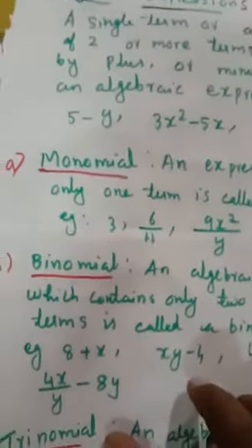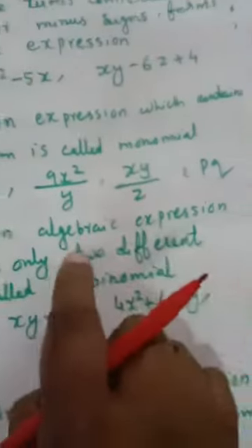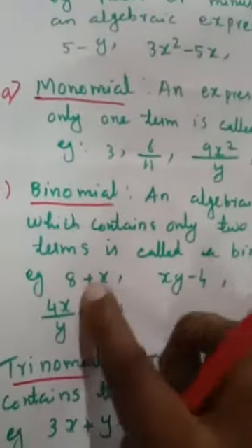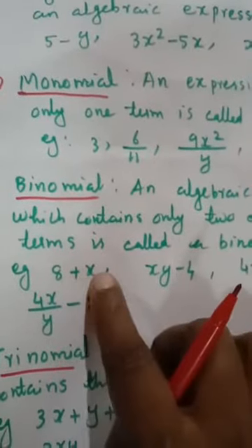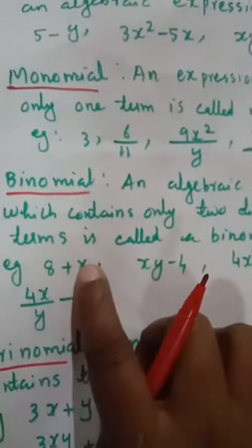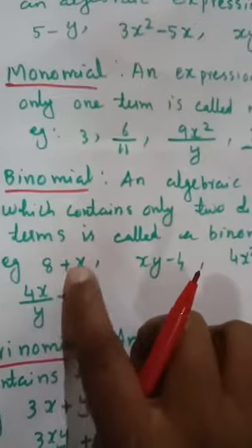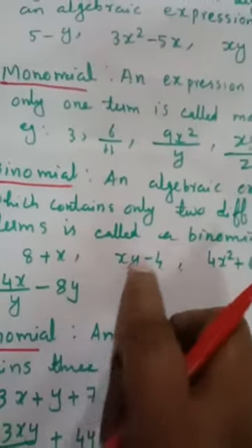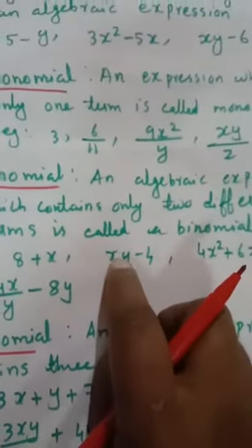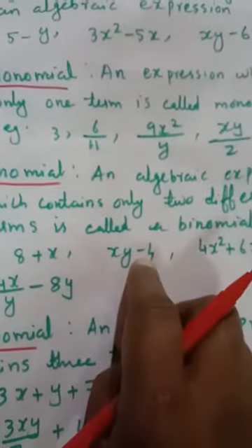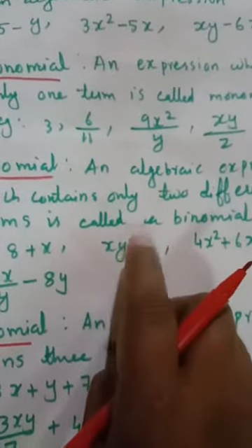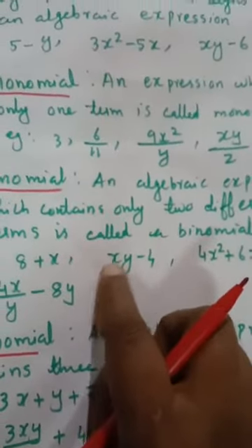Okay, now binomial. Binomial means an algebraic expression which contains two different terms. For example, 8 plus x. One term is 8, another term is x. This is connected by plus sign, so 1, 2, two terms. Here xy minus 4. xy is one term, 4 is another term. See, multiplication and division are not considered as separating terms, only plus and minus. So xy minus 4 is a binomial.